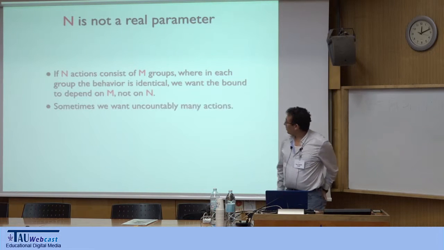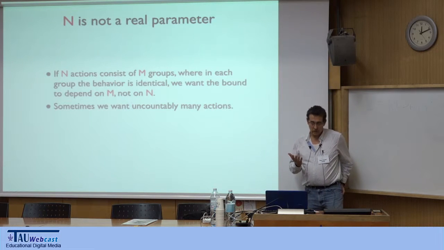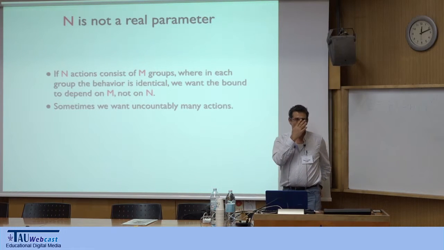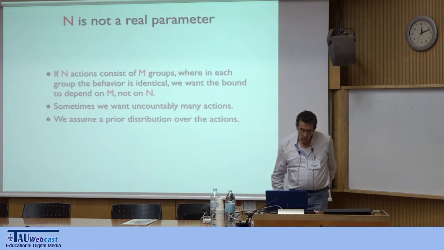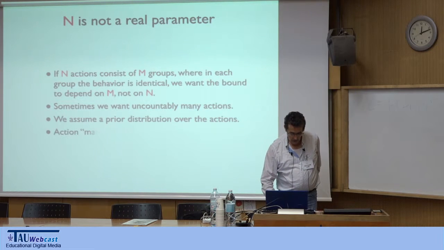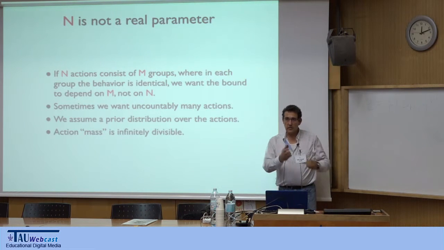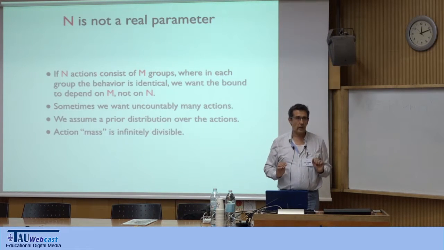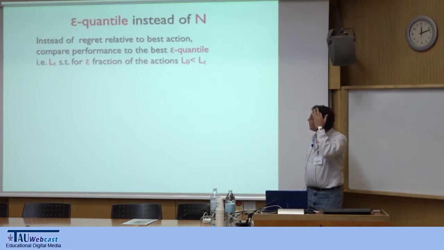And sometimes we actually want to have uncountably many actions. That's actually, when you think about estimation and learning, a very common thing, that you want the models to be parameterized by some continuous parameters. Okay, so then n doesn't have a meaning. So the alternative is to assume some kind of prior distribution over the actions, and then assume that the action mass, okay, so these actions are really a continuum, is infinitely divisible. You can always divide it any way that you want. Okay, so then we talk about, instead of n, an epsilon quantile.